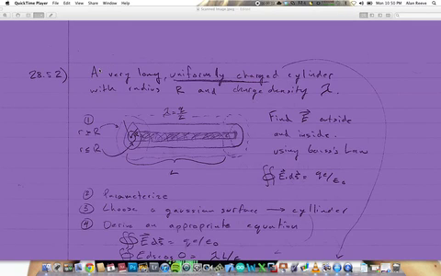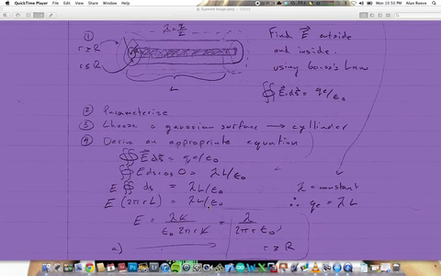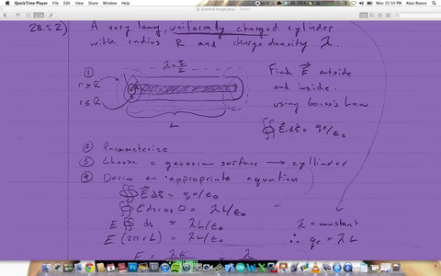So here we have a problem asking us to find the electric field outside and inside of a cylinder, and as you can see, the cylinder is uniformly charged with a radius R and a charge density lambda. So the first part, you're looking for the electric field outside the cylinder. But before we do any of that, first we need to draw a diagram, which I did.